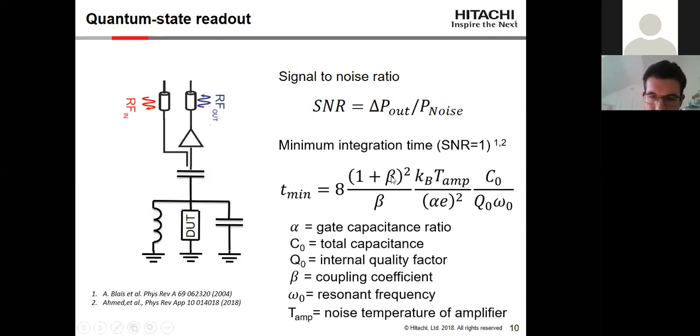So things that matter here are how well your resonator and the external line are coupled. This is the coupling coefficient, beta, and the integration time becomes minimum when beta equals 1. Then the noise temperature of your amplifier, you want to minimize that. You want to maximize the gate coupling ratio, alpha. And then also you want to minimize the total capacitance of the system, operate at higher frequencies, and maximize the internal Q factor of the resonator.